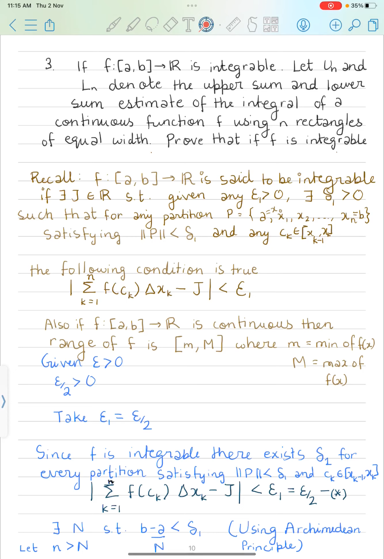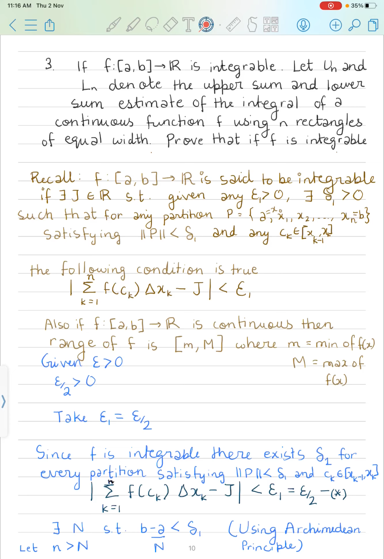In this video I want to explain question number 3. In this question you can see the question on the screen. We are given that f from [a, b] to R is integrable, and Un and Ln denote the upper sum and lower sum estimates of the integral of a continuous function f using n rectangles of equal widths.